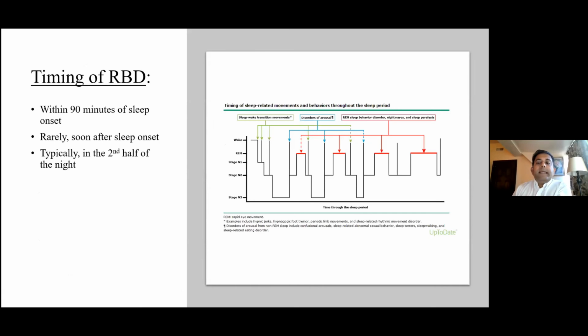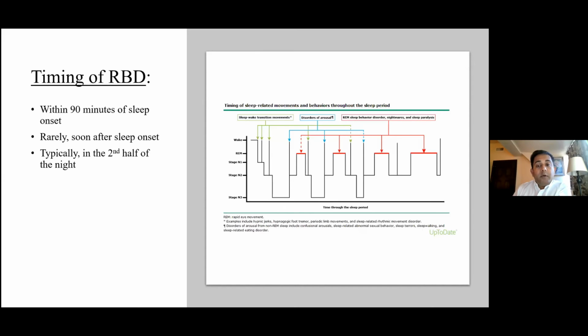When does RBD typically happen? So it usually follows our dream cycle. If you look on this hypnogram here, which is how we look at sleep once we score the brain activity, the red bars you can see are the times when we dream. As the night progresses, the red bars get longer, and usually the red bars are where we dream. So RBD behavior typically occurs more commonly in the second half of the night.